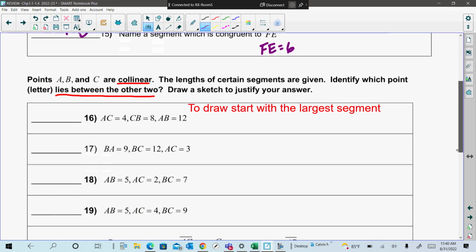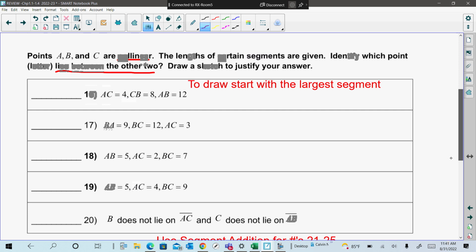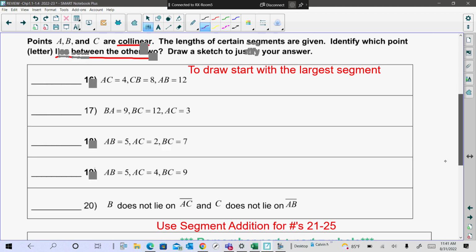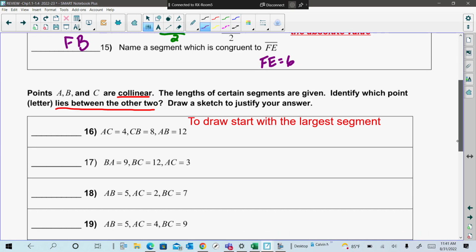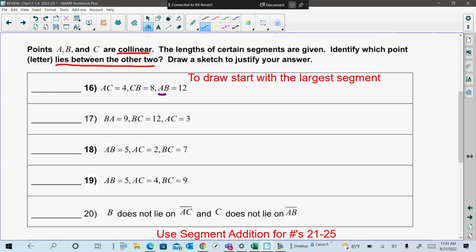When drawing a sketch to justify your answer on this section, I want you to determine the point between. So you have to start with the largest segment. So here the largest segment is AB. So I start with drawing AB, which means C would have to be between. Here I see that AC is 4, so that means C is closer to A, because that would be the smaller part, and this would be the larger part.